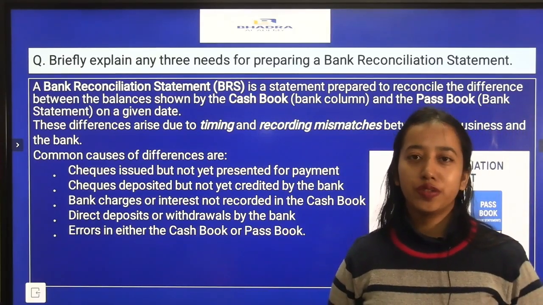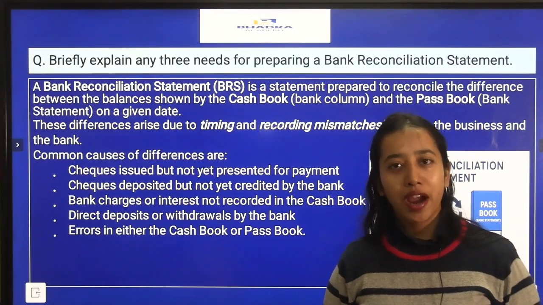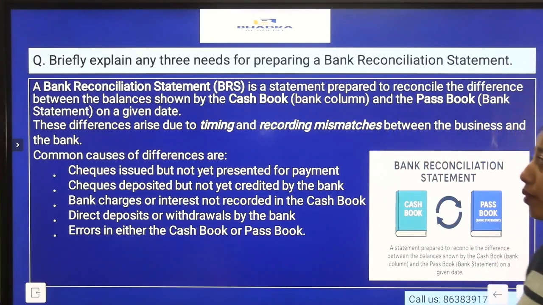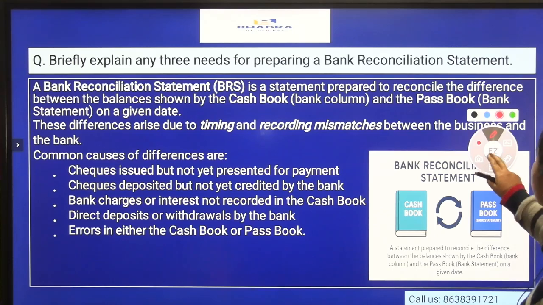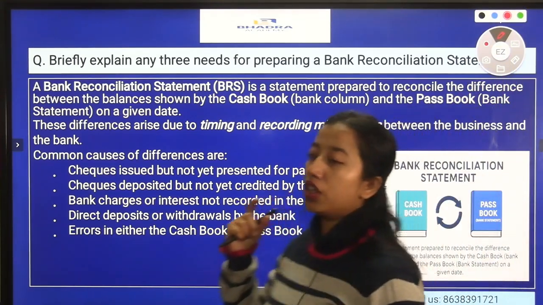Hello students, today we will discuss a question that came in the accounts exam held by the Assam Higher Secondary Education Council. The question is: briefly explain any three needs for preparing a bank reconciliation statement. Before going to the needs, we will know what a bank reconciliation statement is.